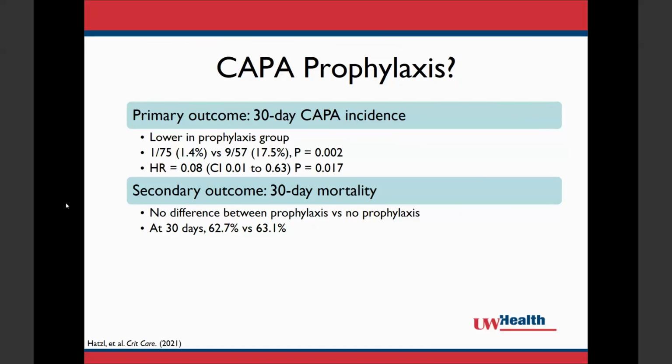So this is also very perplexing because we know that CAPA has a really high mortality rate compared to patients without CAPA. So why are these patients who are at higher risk of having or being diagnosed with CAPA not having a significantly higher mortality rate? And so I think that leads us to the question, were we prophylaxing against true clinically significant infection, or were we just prophylaxing against detecting colonization?